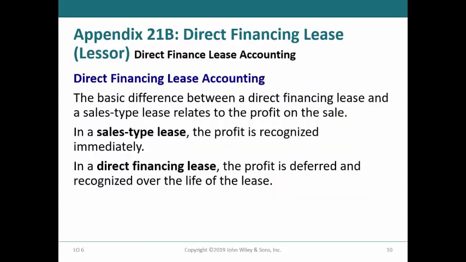A direct financing lease is similar to a sales-type lease, except that there is a deferral of the gross profit on the sale that is recognized over the life of the lease because of the guarantee of the residual value by the third party. The lessor is said to retain some control of the asset. Even though the residual value is guaranteed, there is some credit risk involved with the third party.